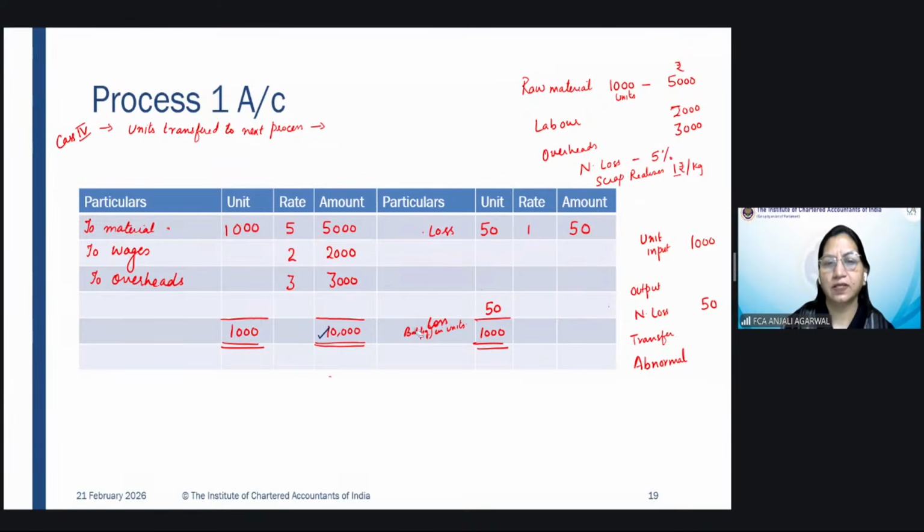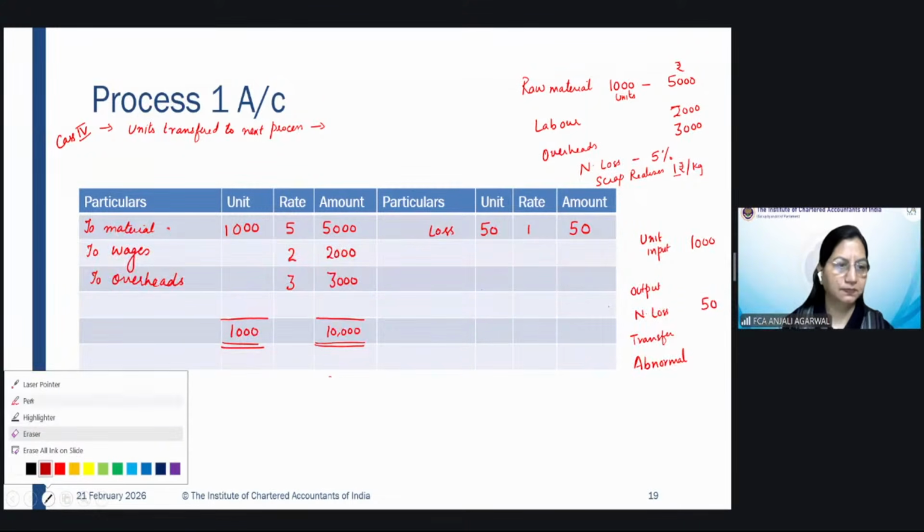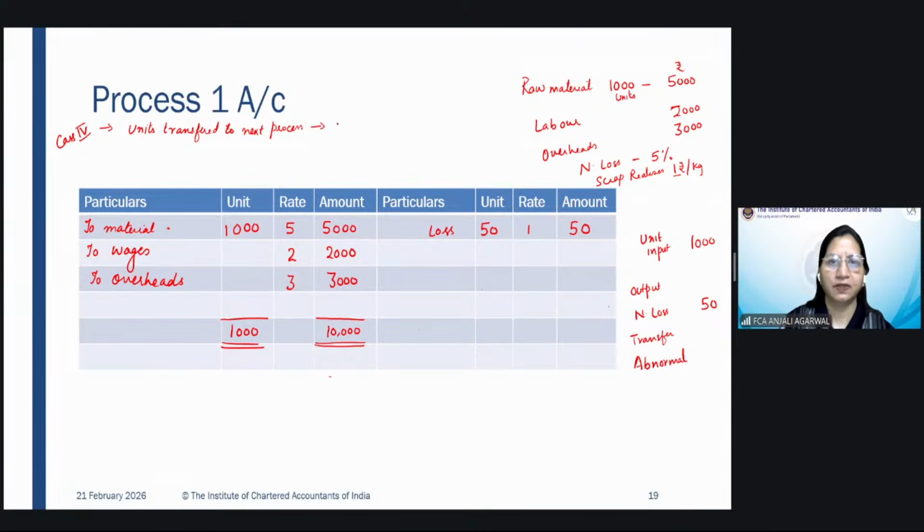Now, let us say units transferred to next process are again given. But they are given as 918. Sorry, not 918.